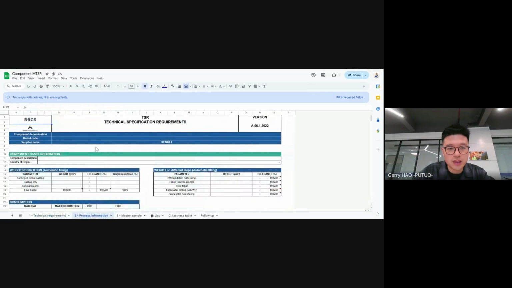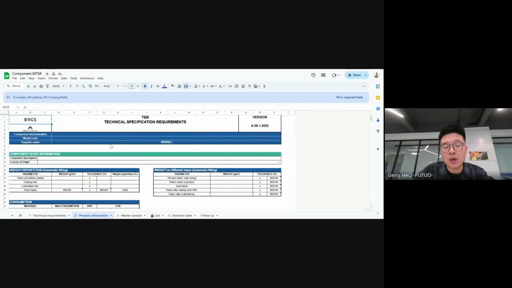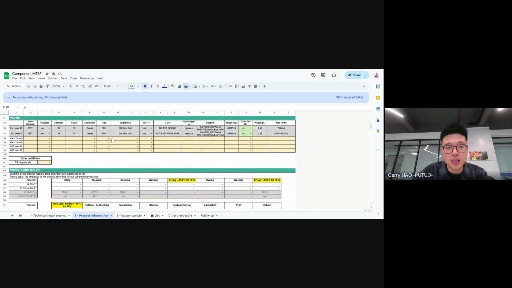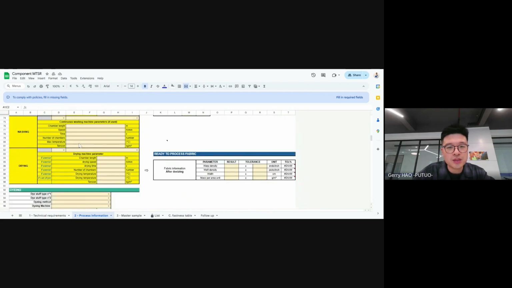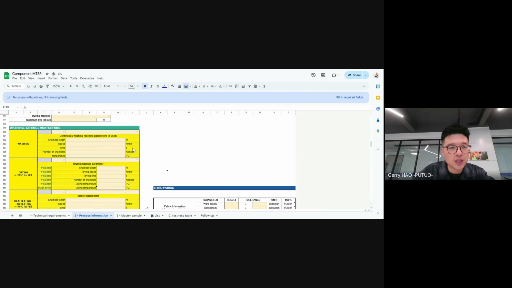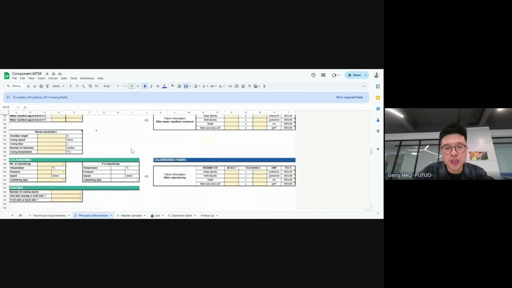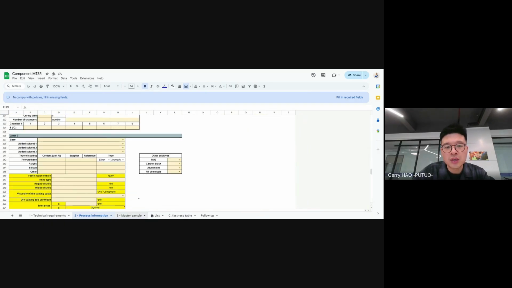The second page is the process information. You will find all the process information on this page, and also the yarn specification for the warp yarn and the weft yarn. You will also find the processing route and processing flow with the parameters, and information about washing and drying on this page as well.